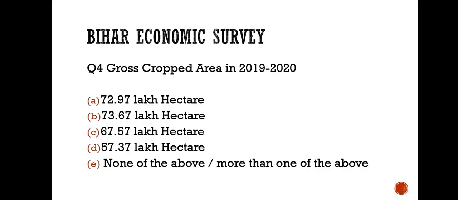Let's move to the answer. Option C is the correct. 29.7% of the expenditure of gross state domestic product made by the state government. Moving to the next question.